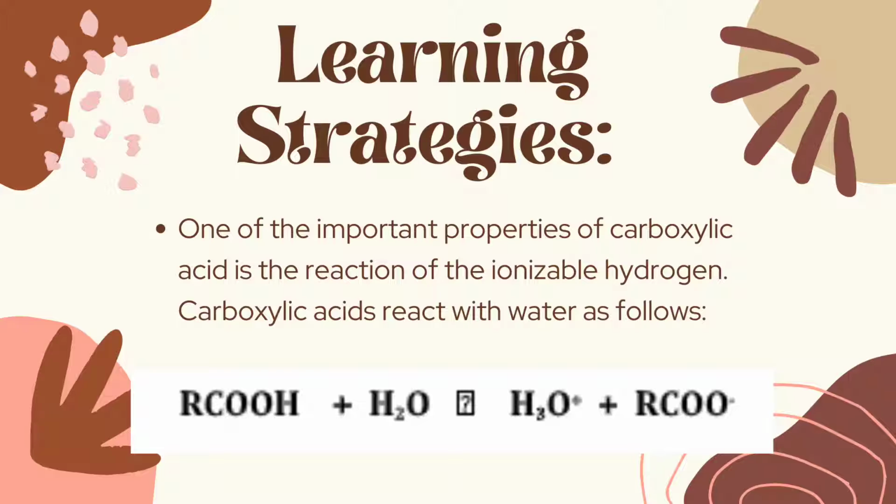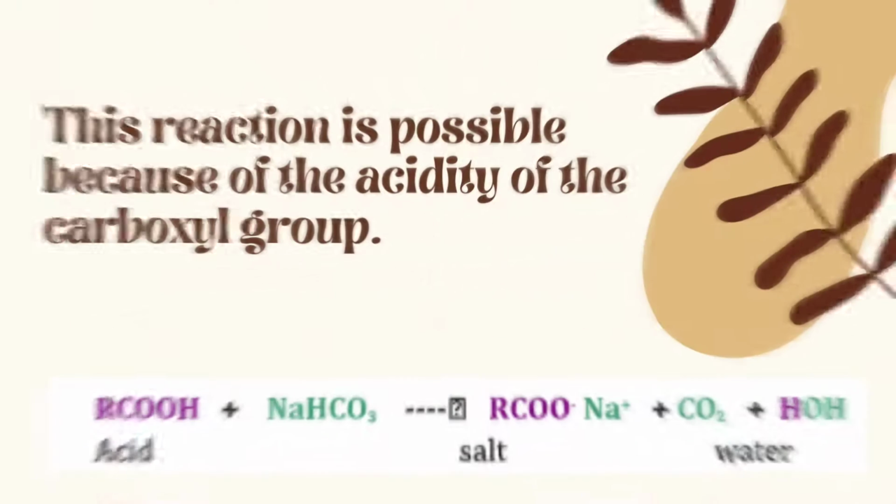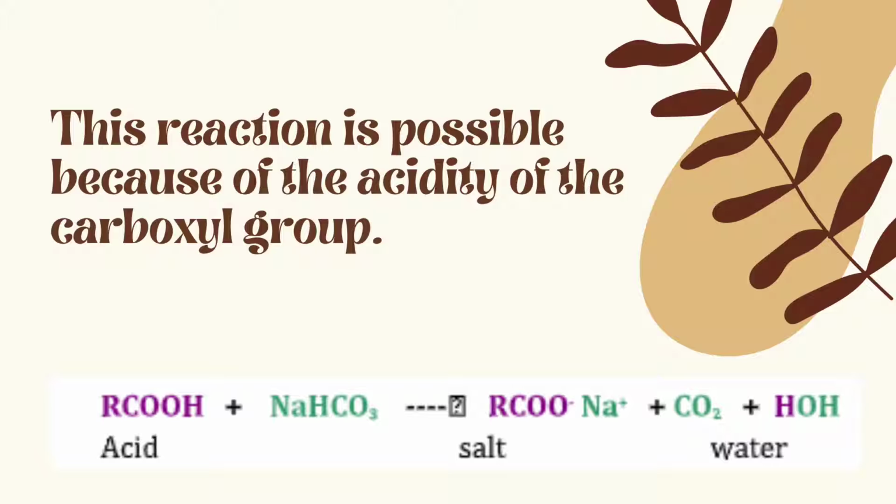weak acids. If the acid has been substituted by an electron-attracting group or element on the alpha carbon, like chloroacetic acid, CH2ClCOOH, its strength as an acid is markedly increased. Carboxylic acids react with bases to form alkali salts, which generally are soluble in water. This reaction is possible because of the acidity of the carboxyl group.